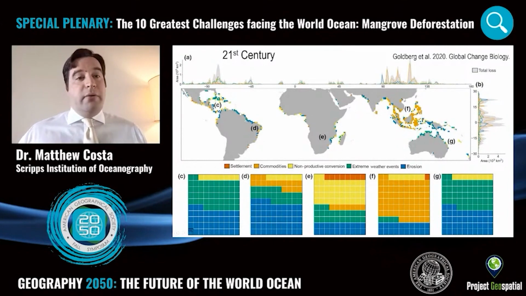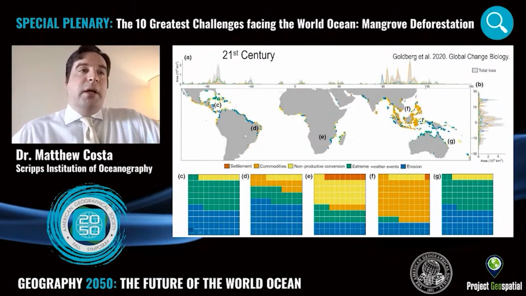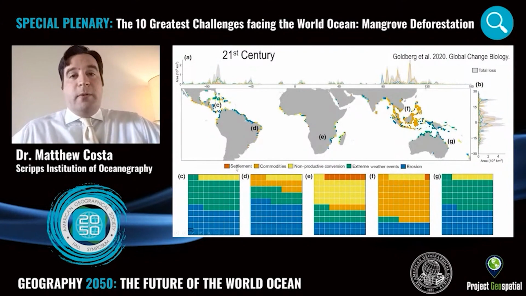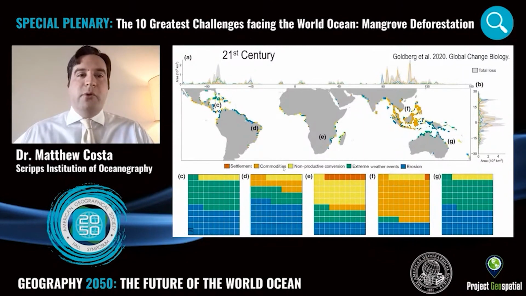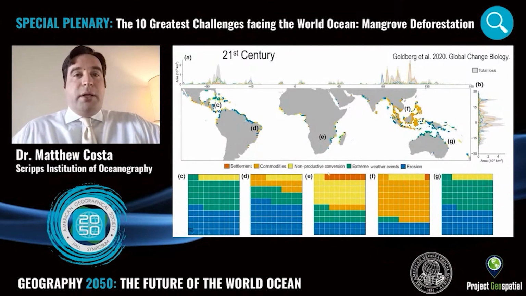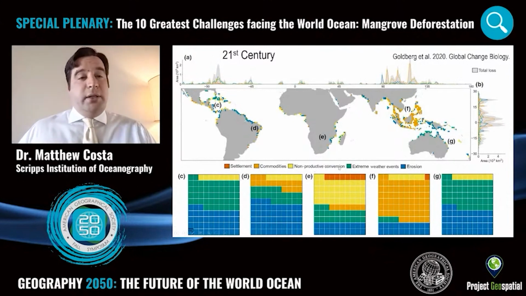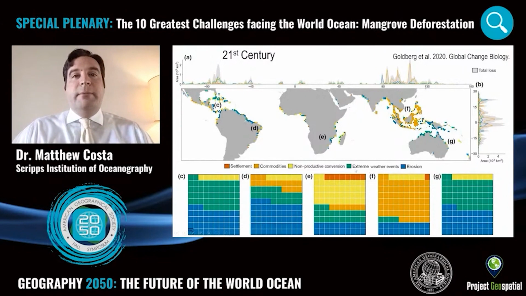major driver of mangrove deforestation in that region, where red squares represent replacement of mangroves for settlement, orange represents replacement due to production of commodities, such as for agriculture or aquaculture, so fish farms, shrimp ponds, etc. Yellow represents non-productive conversion, the loss of mangroves unintentionally due to land use changes perhaps somewhere else, as we'll discuss later. Green represents extreme weather events, such as major storms, and blue represents the loss of mangroves due to erosion.